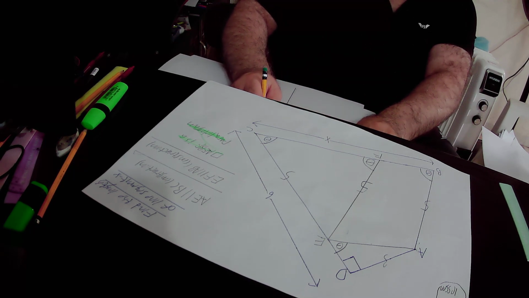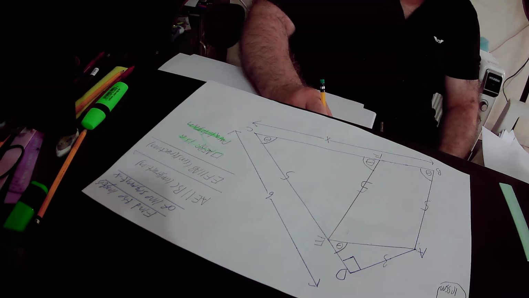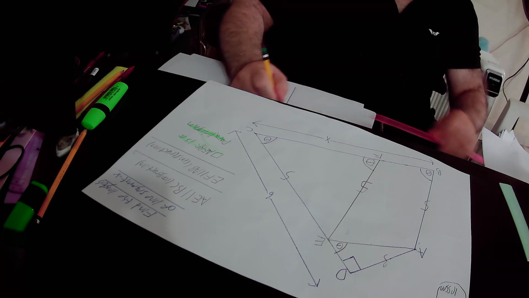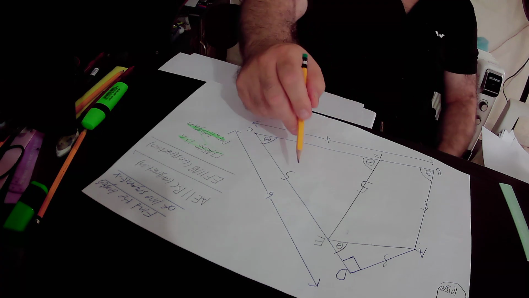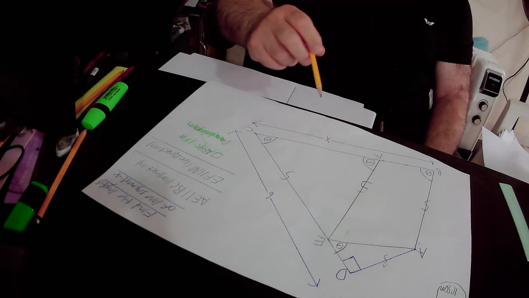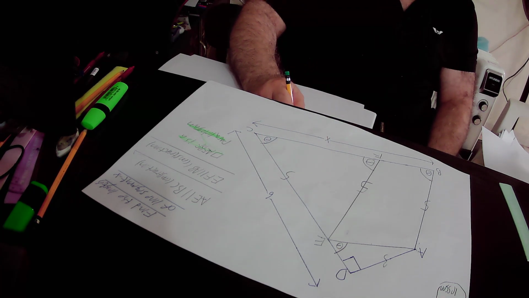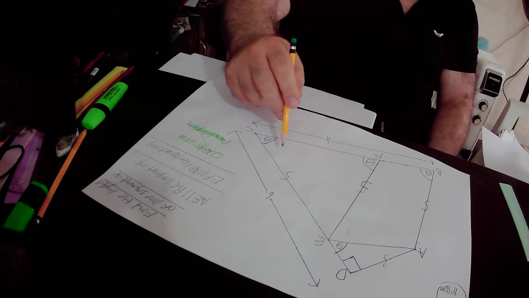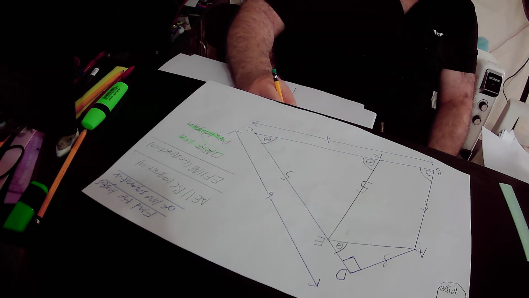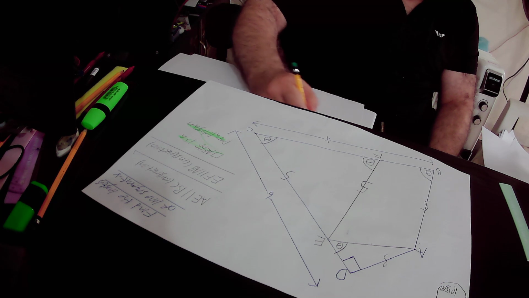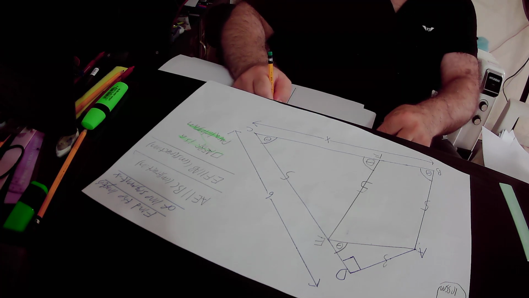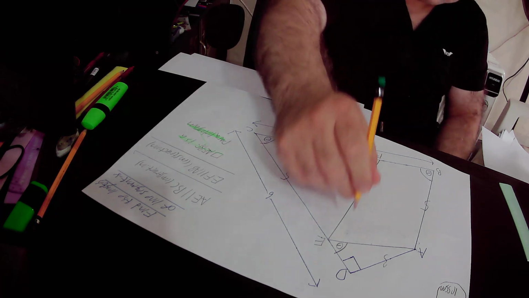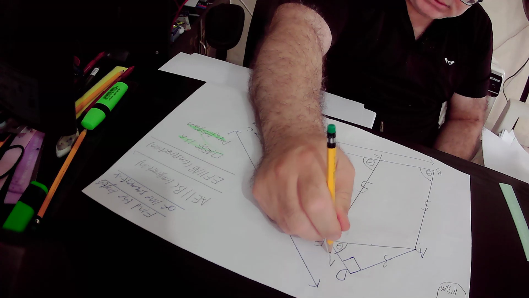So actually DE equals DC, that is 6 units according to what is given in the question, minus EC, that is 5 units. 6 minus 5 is 1, so DE equals 1 unit.